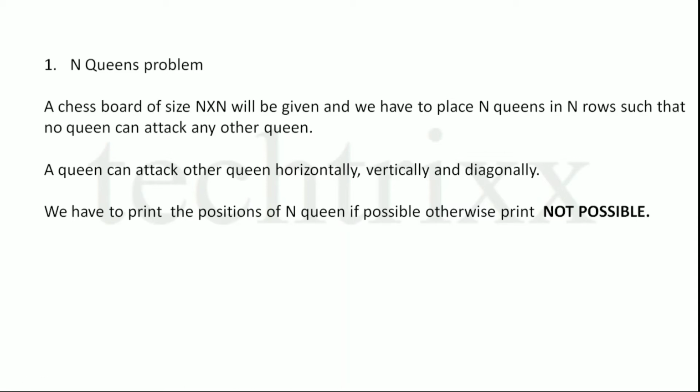By now we have seen problems both on permutation and combination. Now it's time to look into a classical problem which is known as the n-queen problem. In this problem we will be given a board of size n cross n and we have to place n queens in n rows of the board such that no queen can attack any other queen. Most of you know that a queen can attack another queen horizontally, vertically and diagonally. So we have to print the positions of the queens if possible, otherwise we have to print not possible.